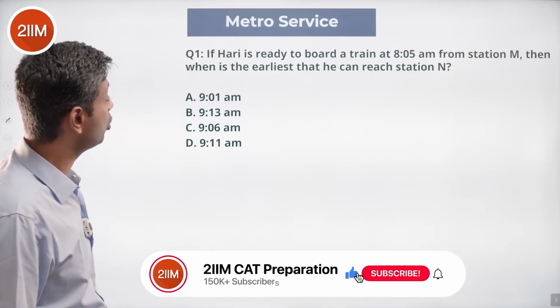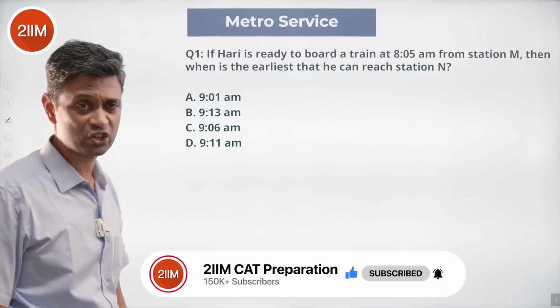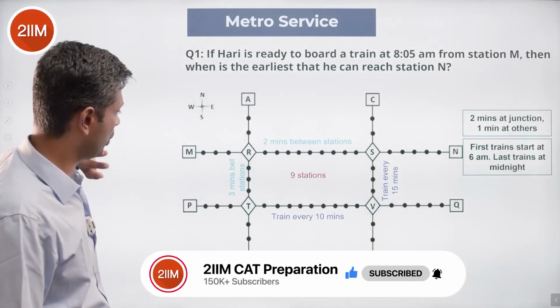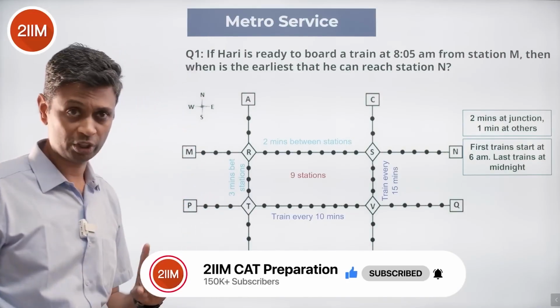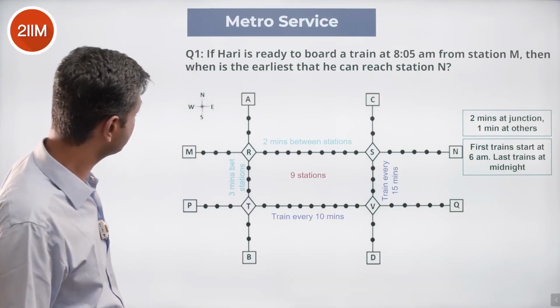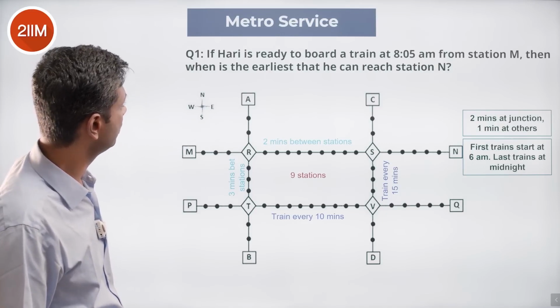If Hari is ready to board a train at 8:05 a.m. from station M, then when is the earliest he can reach station N? From M to N. At 8:05 he is ready to board here at station M. What is the earliest he can reach station N?